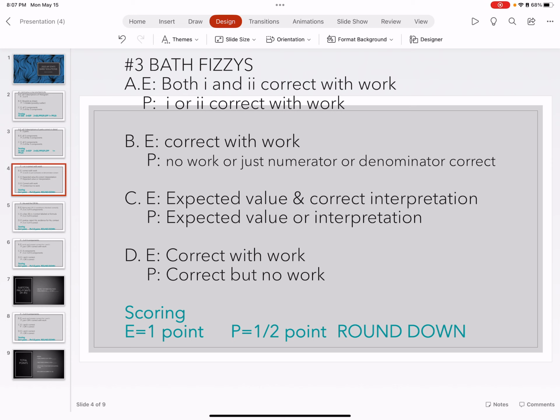For this one, because there's 4 parts, A, B, C, and D, each E is a point and each P is a half a point. When you come up with the total score, you have to round down. You only can have a whole number for any of these scorings. You can only have a 1, 2, 3, 4, or a 0. So if you end up with a 2.5, it is going to be a 2. Make sure you round down for your scoring.